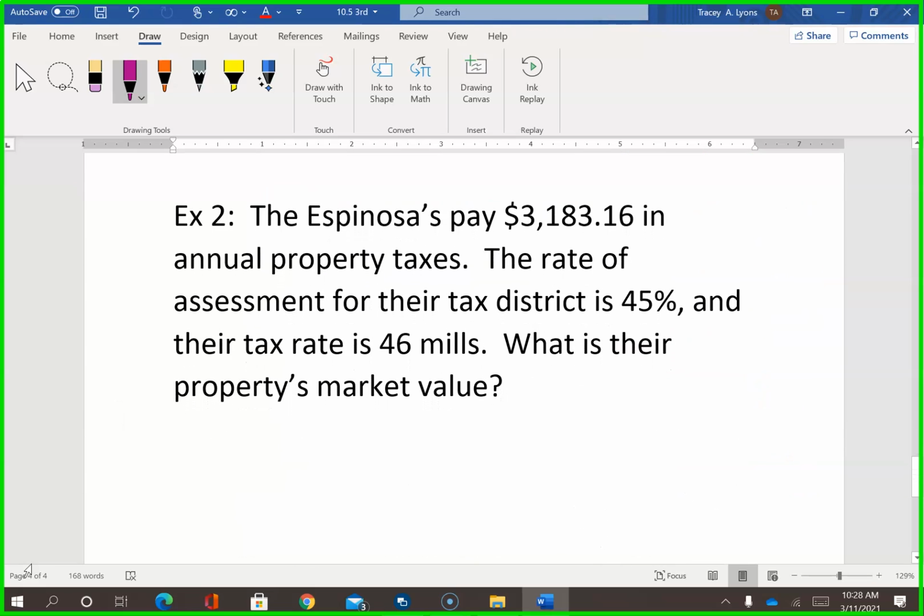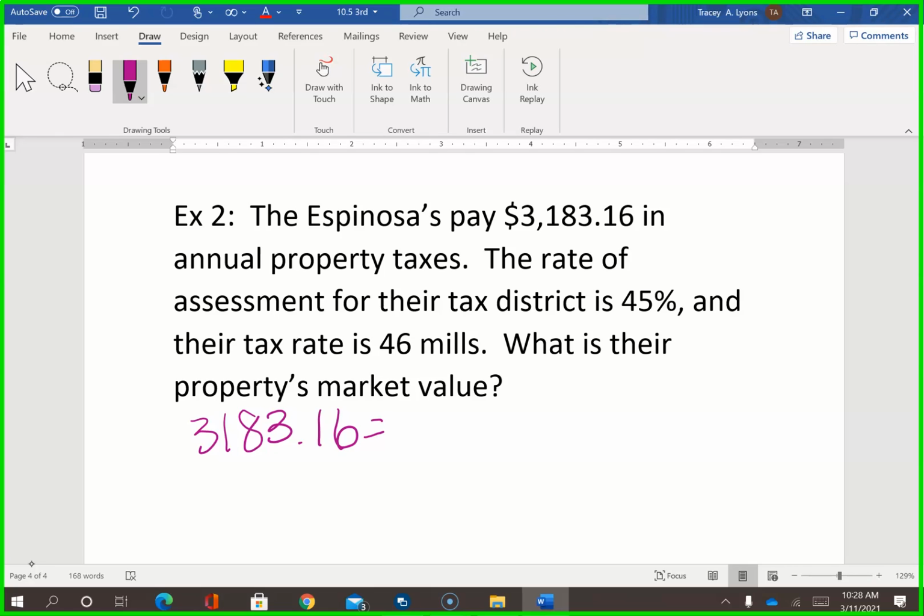Here's the second one. The Espinosas pay $3,183.16 in annual property taxes, so they've already calculated the tax on this one. So this one is kind of an algebraic one, but it's not super hard. The rate of assessment for their tax district is 45%. Their tax rate is 46 mills. What is the market value? So take a look in your book on page 389. They've already calculated the tax. So I'm going to put that on the left.